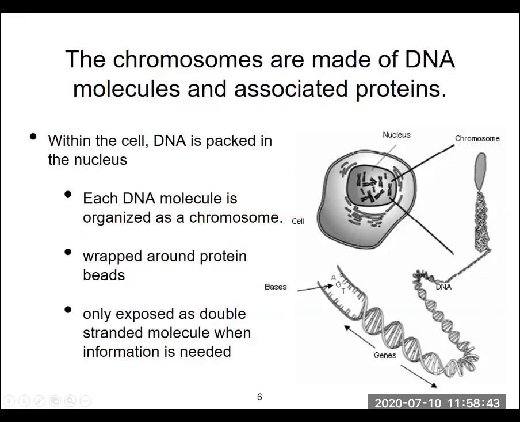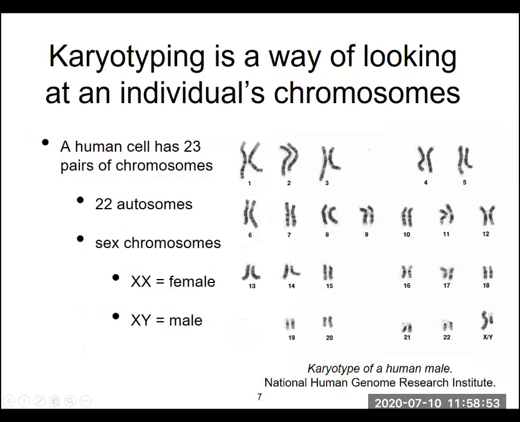Now, when we're taking a look at the chromosomes, again, the storage location of the DNA, wrapped very tightly around these protein beads within our nucleus, we can take a look at what's referred to as karyotyping. You can basically look at the nucleus of an individual cell and study its chromosomes. And what we're going to see is that the human cell is going to have 23 pairs of chromosomes.